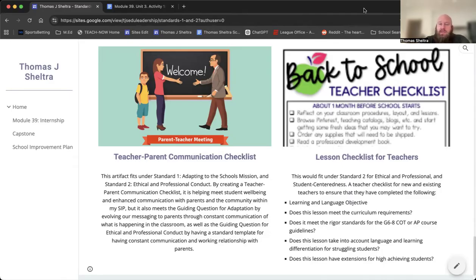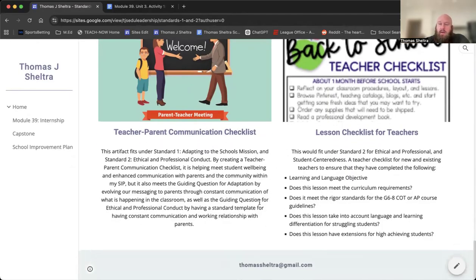And then here we have a lesson checklist for teachers. This would fit under Standard Two for ethical and professional conduct and student centeredness. I would think this would be for newer teachers, but also for existing teachers, just to make sure that when they're coming into a lesson or preparing a lesson, they have some questions they can ask themselves to make sure that when they go into a classroom, and not a classroom that's going to be observed, but just making sure that every class fits certain standards that we want here at Basis.